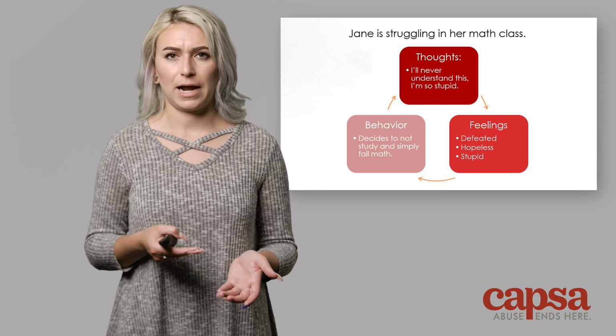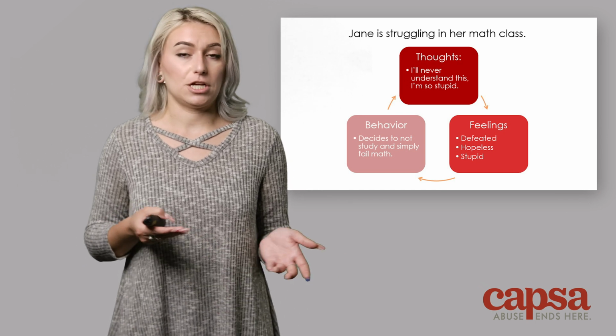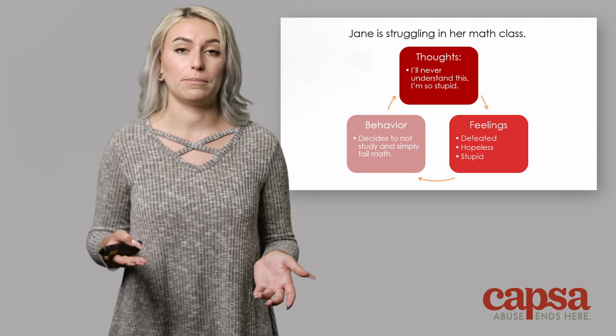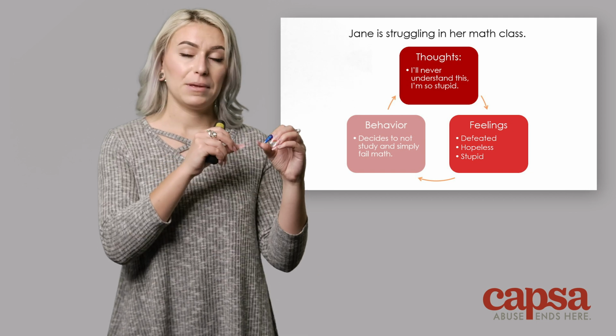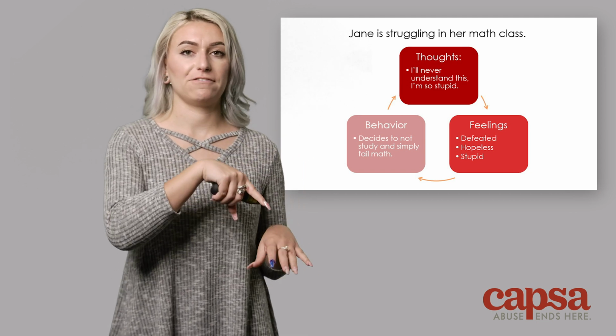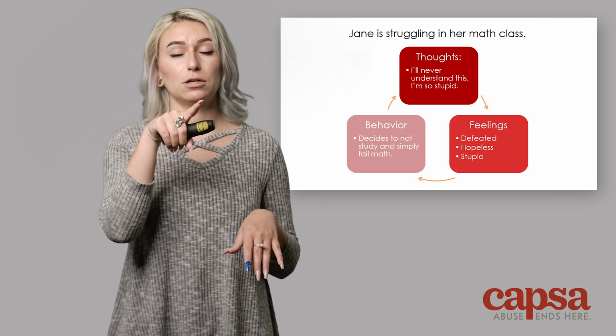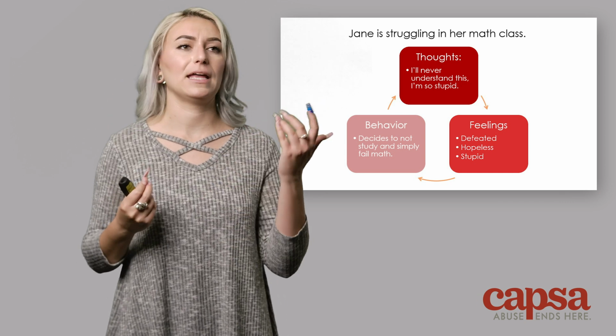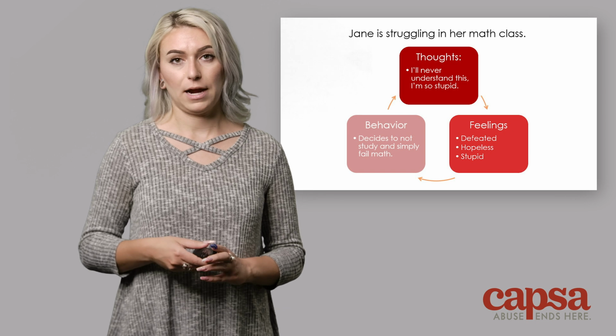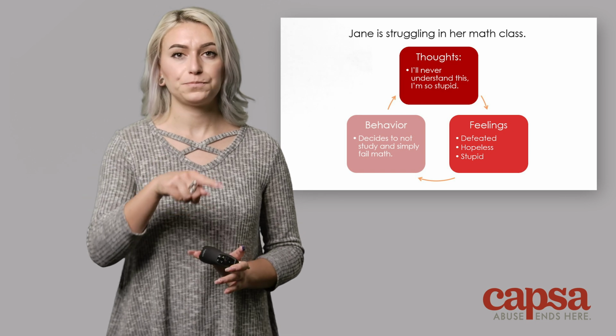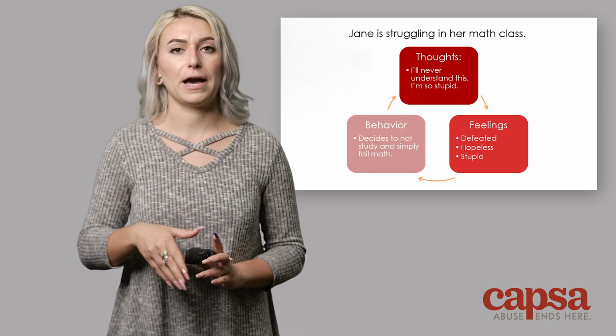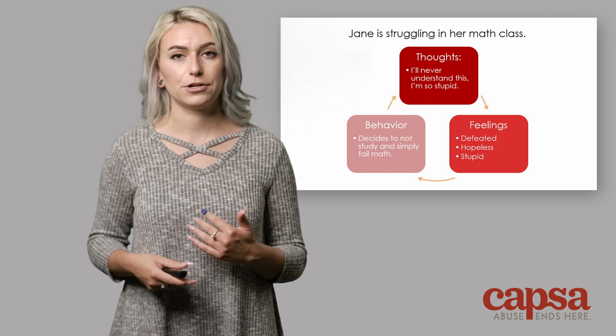Probably not great, right? Jane might decide to just not study and fail her math class. And then that behavior of her choosing not to study and failing her math class might affirm her negative thoughts of, "I can't do this, I'm so stupid," right? So this is a good example of how these negative thought patterns influence our feelings and our behaviors.